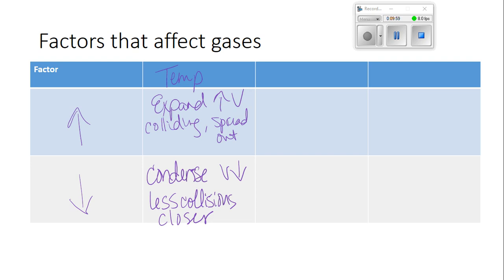All right, so temperature is definitely something that affects gases. Another thing that affects gases is volume. I was just speaking of volume. Each of these has an impact on the others. Volume is the amount of space that you have available. So if I increase the volume, that allows my molecules to spread out. That means I'm going to have fewer collisions.